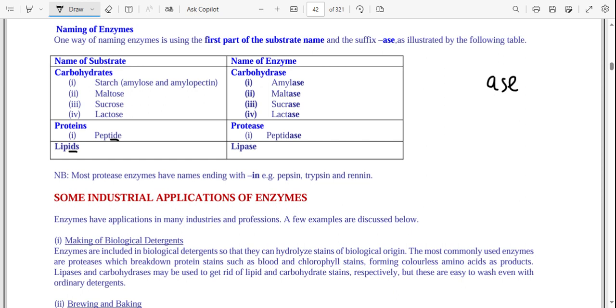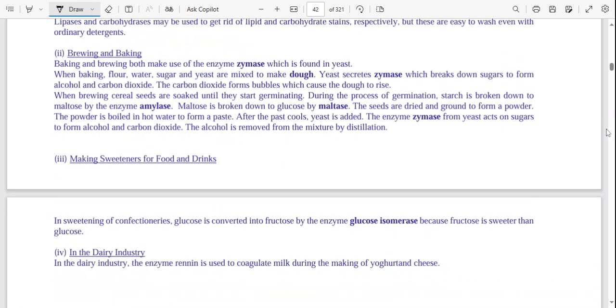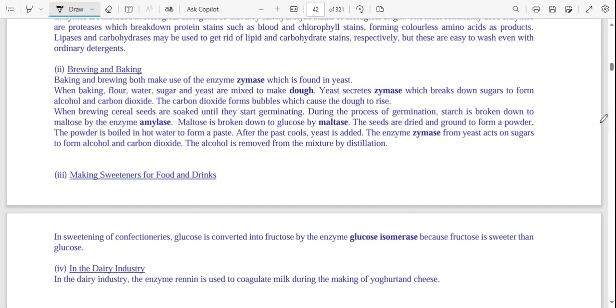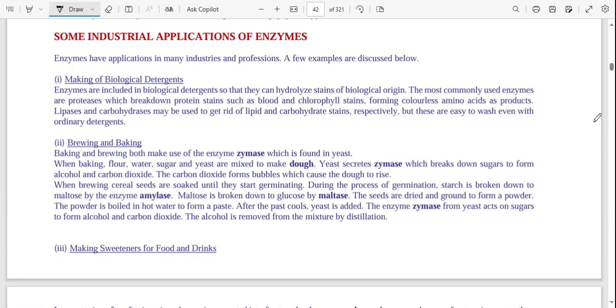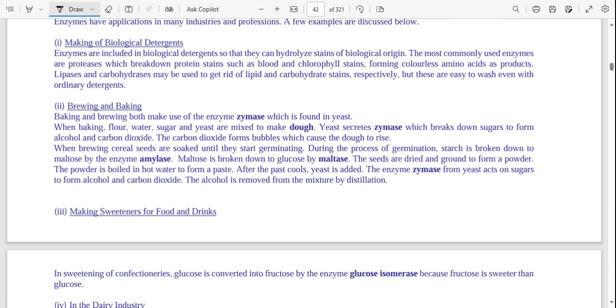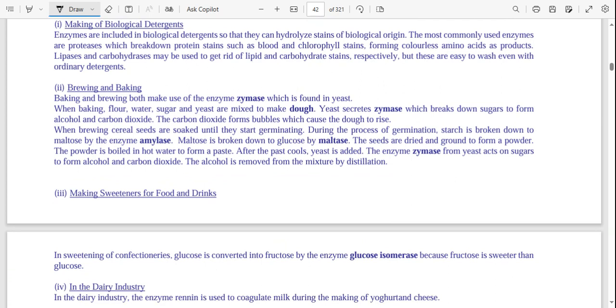Enzymes are going to have different uses, and one of the uses is that they can be used in industry. In the industry, some enzymes can be used to make detergents, making things like soaps. Okay. Others can be used in brewing and baking, making beer and also in baking. For example, I've got the enzyme zymase. This one is found in yeast.